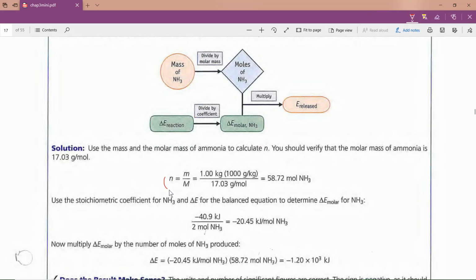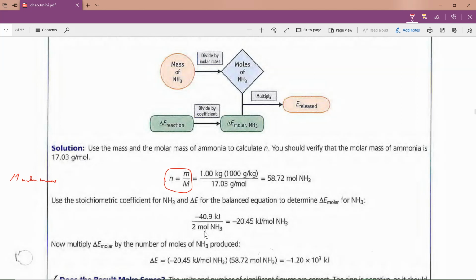Lowercase n stands for number of moles. m is the mass in grams. And then the italicized M is molar mass. Sometimes the book uses that italicized M for molarity, but for now that's going to be molar mass. Sometimes I just write out the words molar mass. So moles is the grams, 1,000 grams over 17.03 grams per mole, which is 58.72 moles of NH3.